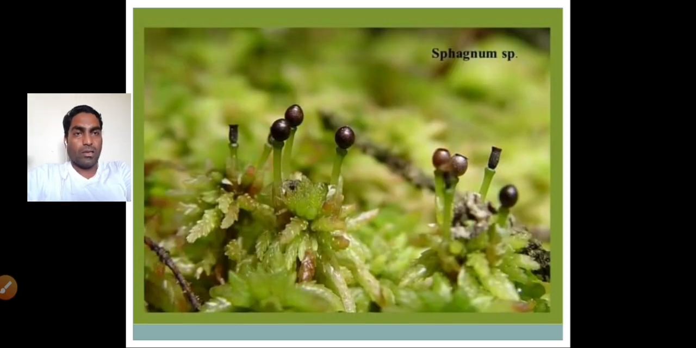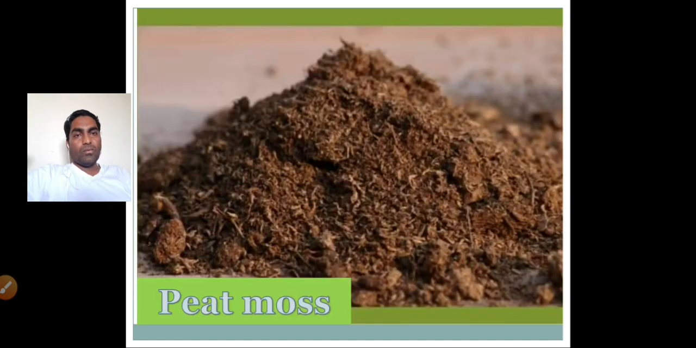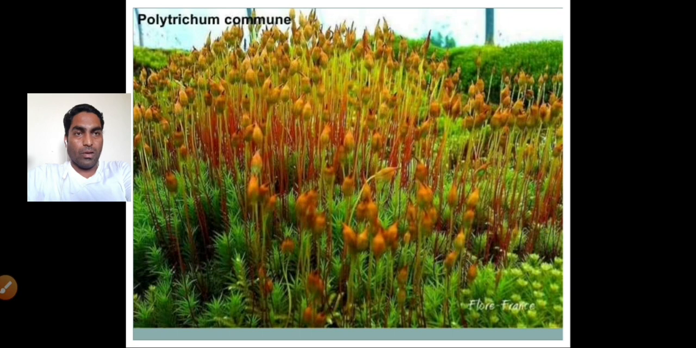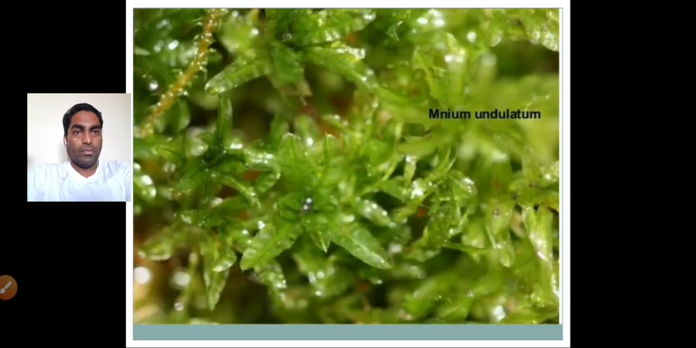So, here you can see the Sphagnum and there a sporophytic structure. One more thing is the peat moss, which is formed from the mosses, which you can observe here. Here the Polytrichum commune is growing in large tufts, then there is one more type of moss.